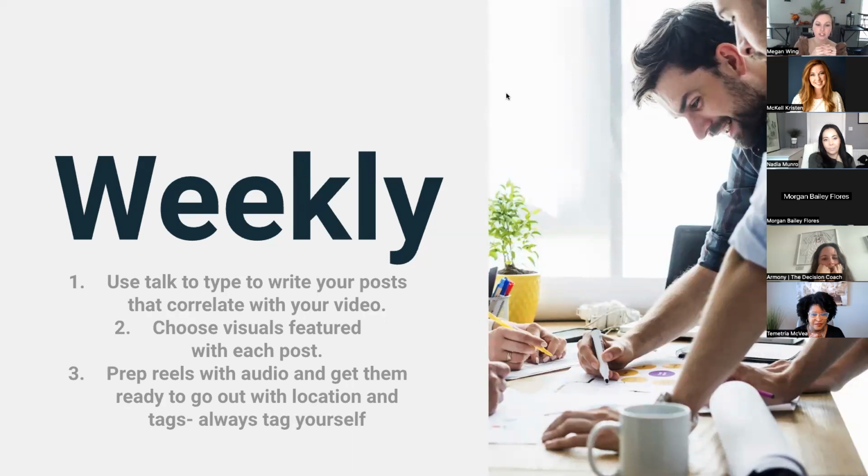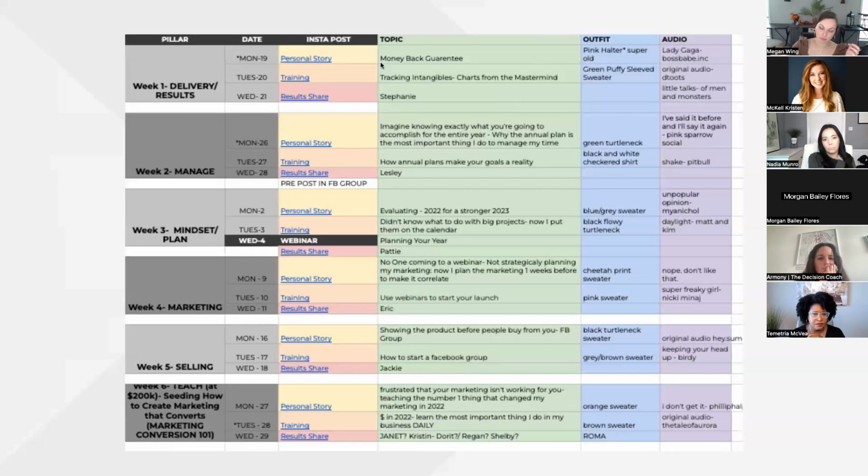From there, I'm done with my content batching, so that's how I do it really quickly. Even during my launches, I post 7 times a week. For anyone doing groups, I just double this. So I do one post about the group, like on Sunday, then Monday a personal story, Tuesday training, Wednesday result share, and then I go back and repeat: personal story, training, result share.